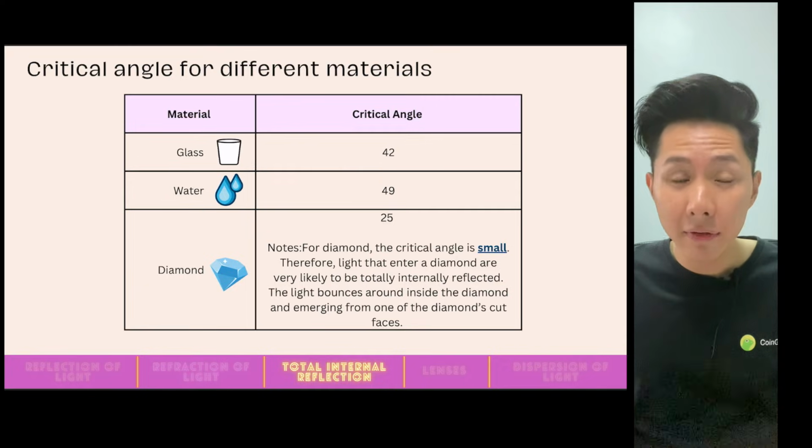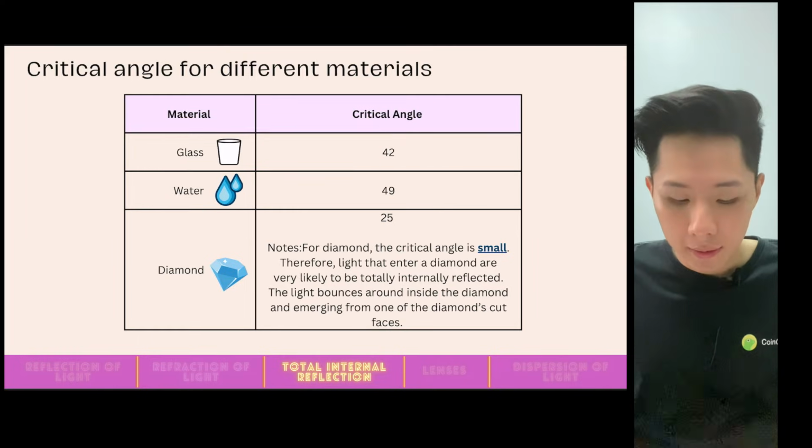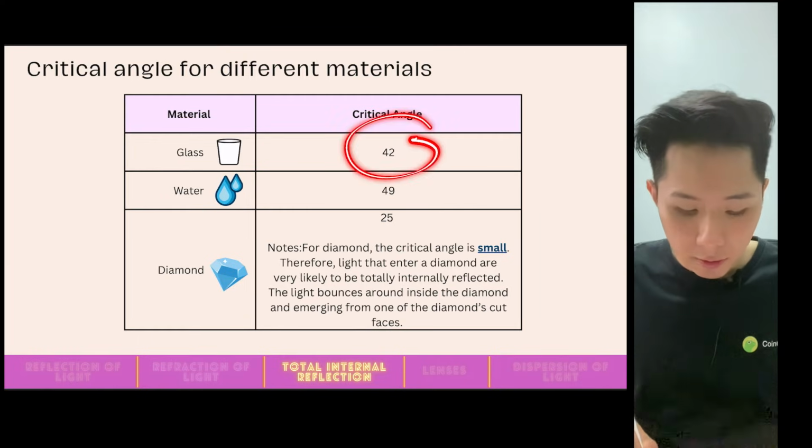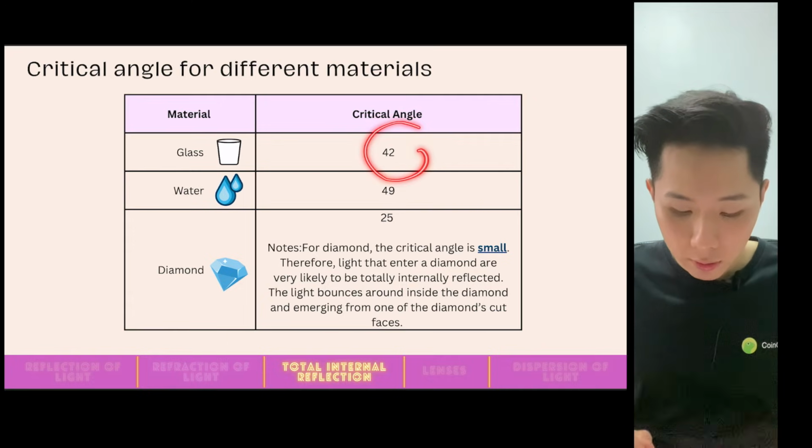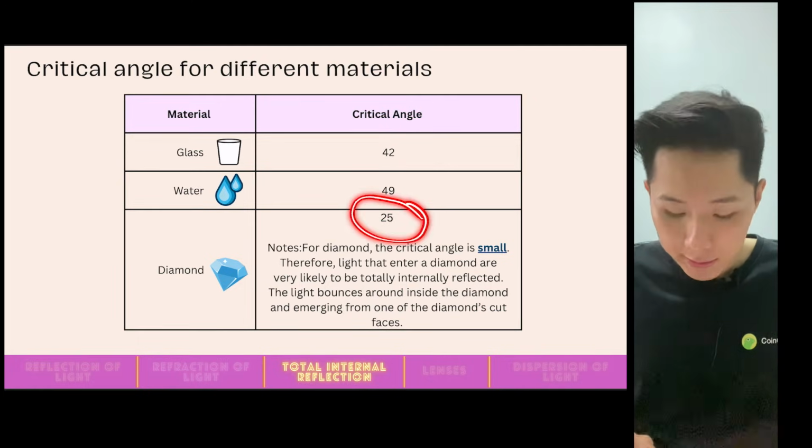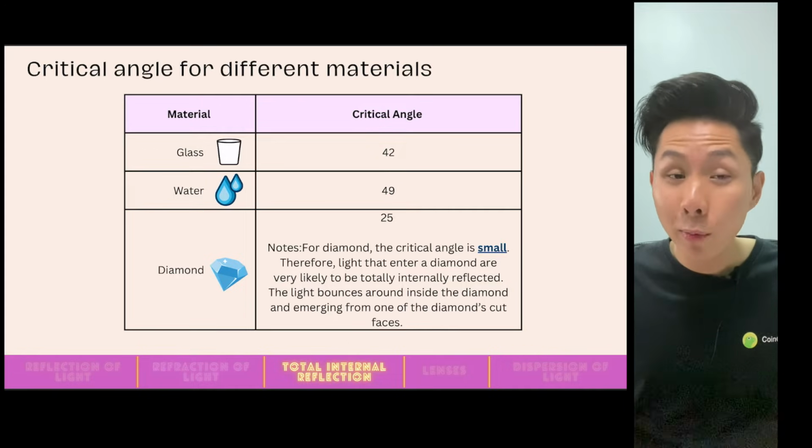So basically different mediums have different critical angles, meaning it's easier for a certain object to have the light internally reflected than the others. So the critical angle for glass is 42, for water is 49, and for diamond it's smaller. It's only 25, meaning as long as the angle of incidence is greater than 25, total internal reflection will occur.